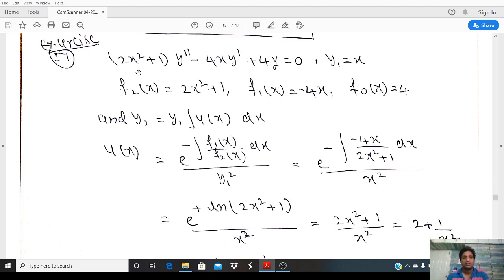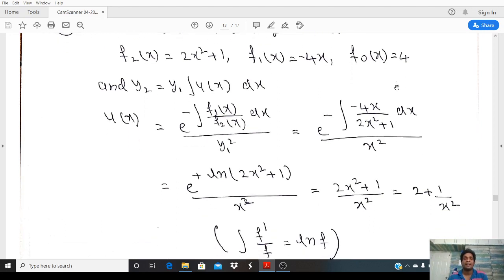Here, this is an exercise question in your prescribed book: 2x square plus 1 times y double dash minus 4x y dash plus 4y is equal to 0, and y1 is equal to x. Here also the given solution is the same as the previous one, y1 is equal to x. If we compare with the standard form, f2 of x is the coefficient of y double dash, that is 2x square plus 1, and f1 of x is the coefficient of y dash, that is minus 4x. We don't need f0 of x.